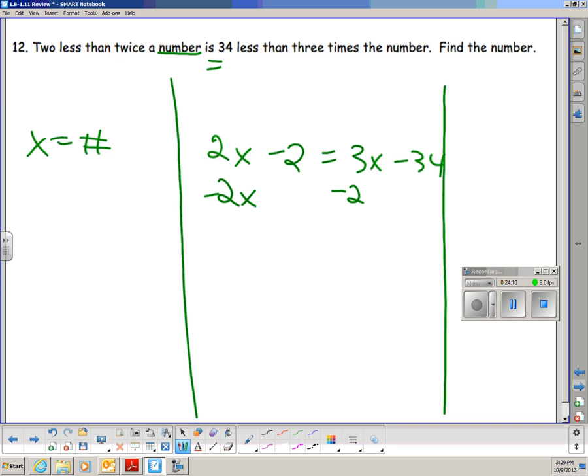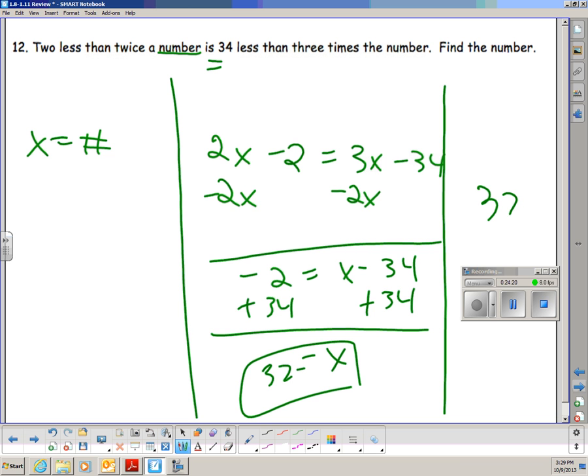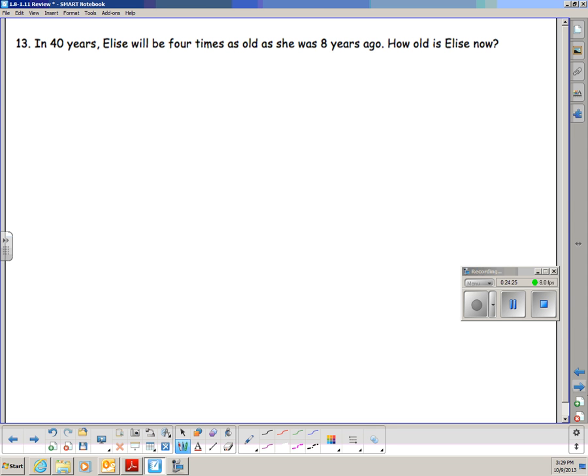All right, we're subtracting 2x from both sides. Negative 2 is x minus 34. Add 34 to both sides. And x is 32. And we're done, because that's the number. That was an easy one. Number 13. Here's a tough one. In 40 years, I want to read this one totally. In 40 years, Elise will be 4 times as old as she was 8 years ago. How old is Elise now?